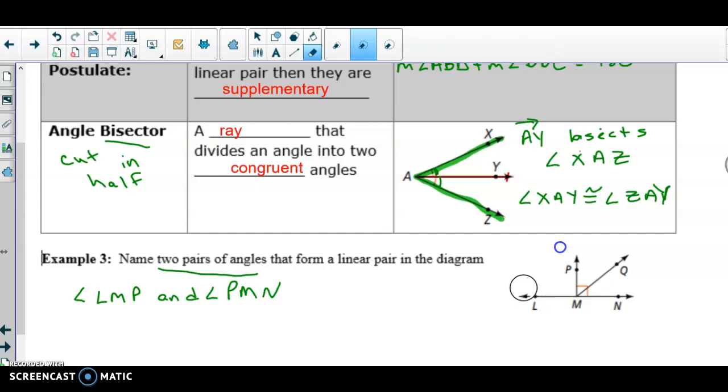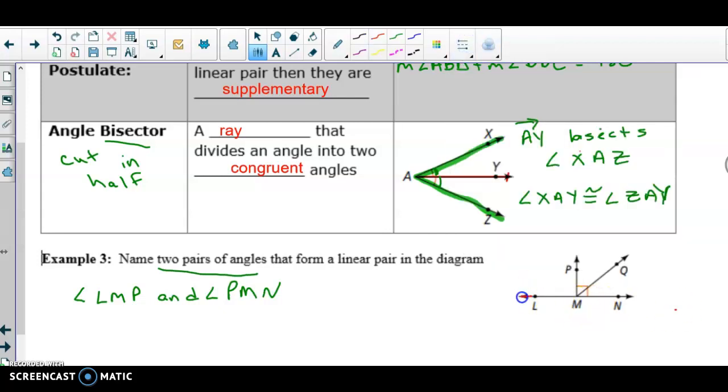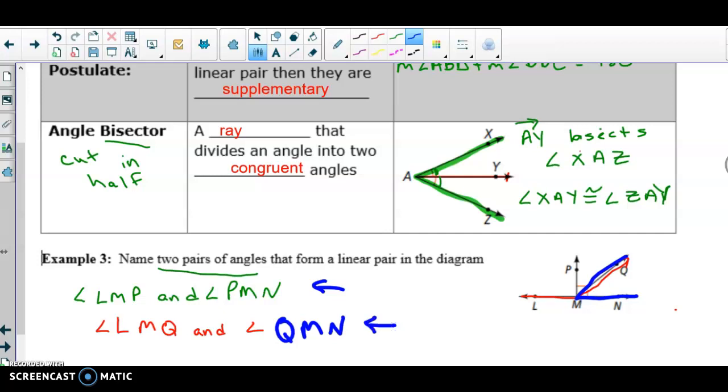The other option is, in a different color here so you can see it, angle LMQ and angle QMN. This is a pair of linear angles, and this is a linear pair of angles. So we would know that these two amounts are supplementary. They would add up to 180. These two amounts are supplementary. They would add up to 180.